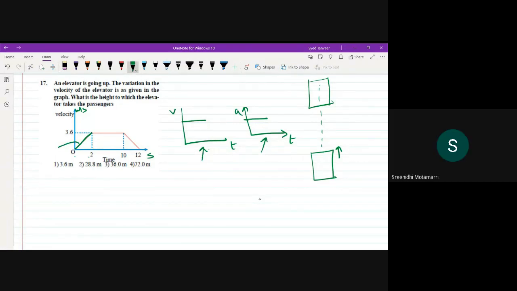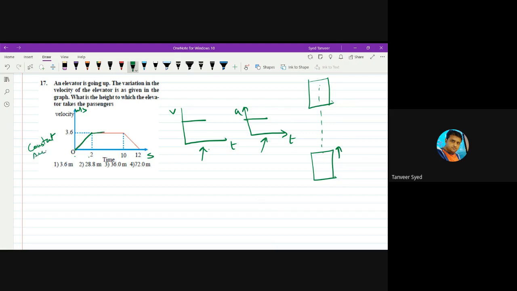Constant acceleration, 0 to 2 seconds. In the VT graph, velocity is changing with time linearly. You should understand that velocity is changing with time here. At t equal to 0, v is 0. At some time, this is v. At some other time, this is v. Velocity is changing with time here. The velocity changes, so there will be acceleration. So 0 to 2 seconds, the body is in accelerated motion, constant acceleration.